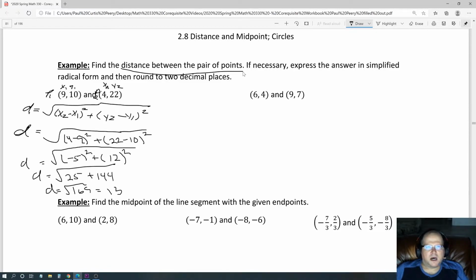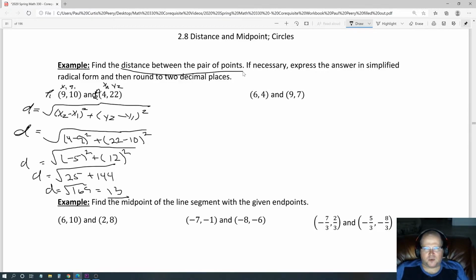Okay. We want to express the answer in simplified radical form and then round to 2 decimal places. In this case, you're done because it actually gave you a nice round number, so you don't have to worry about that one. It's a nice counting number there. All right, let's try the other one though.